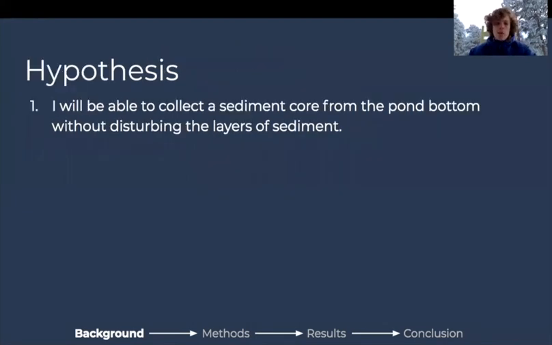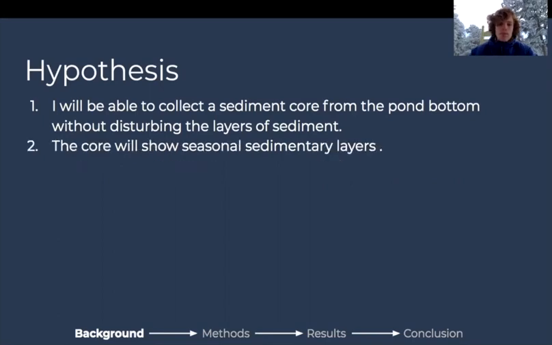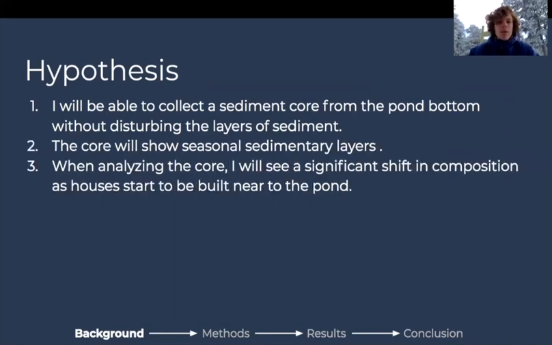My hypothesis was that, one, I'd be able to collect a pond sediment core from the pond bottom without disturbing the layers. Two, the core shows seasonal sedimentary layers. And then finally, when analyzing the core, I'd see a significant shift in composition as houses started being built near the pond.